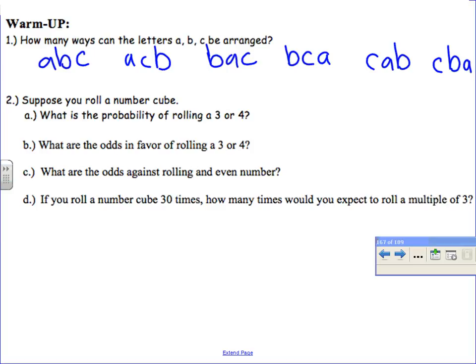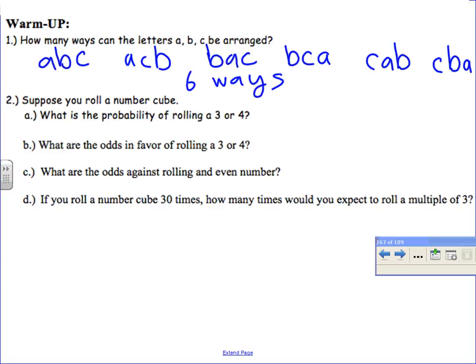Okay, Emma, you're stumped because we have them all. Trick question. We have them all. How many ways are there? Sorry, Emma. Doug, how many ways are there? Good. There's a total of 6 ways to arrange the letters A, B, and C.